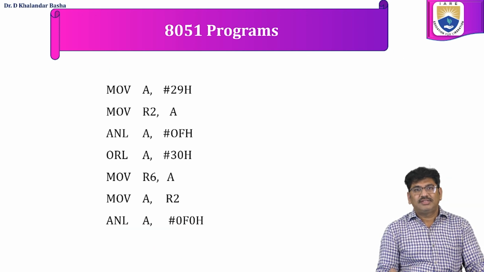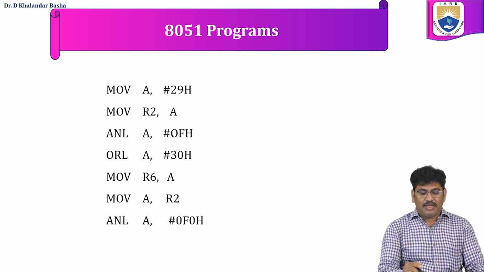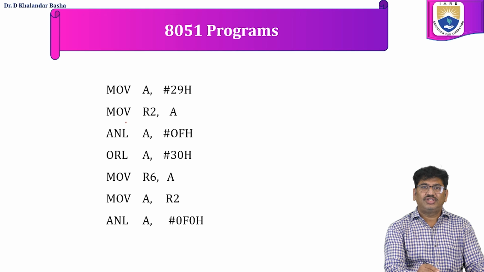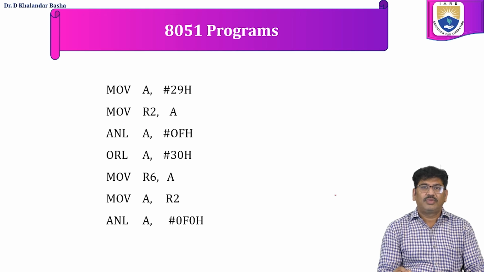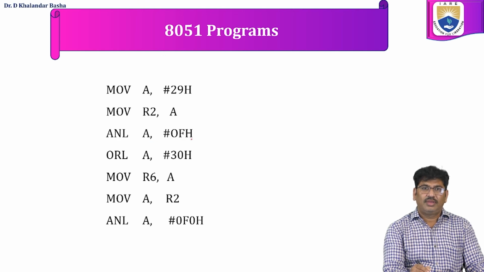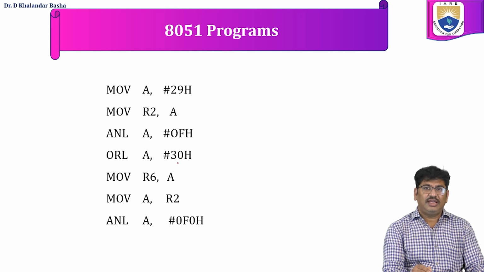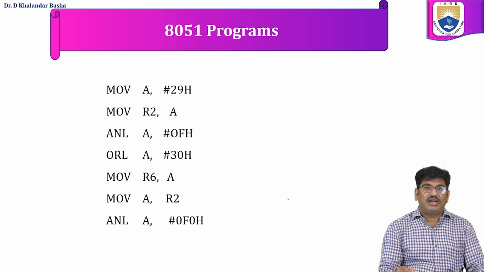Now we will see the program at a glance. MOV A, #29H: one of the data, random data I am taking as 29H, is loaded into the accumulator. The accumulator contents, we are going to have one more copy in the R2 register by using the instruction MOV R2, A. For extracting the lower nibble, we AND the accumulator contents with 0FH, then the upper nibble will be cleared and the lower nibble will be present. For that, we convert into ASCII either by adding or doing an OR operation with 30H, which will produce the ASCII value for the lower nibble in the accumulator. The ASCII value will be loaded into R6.